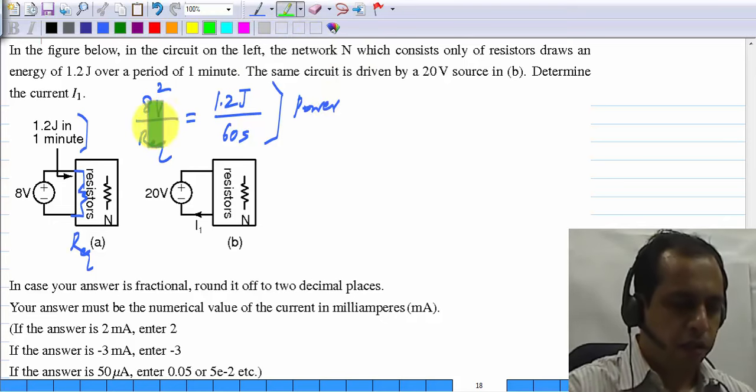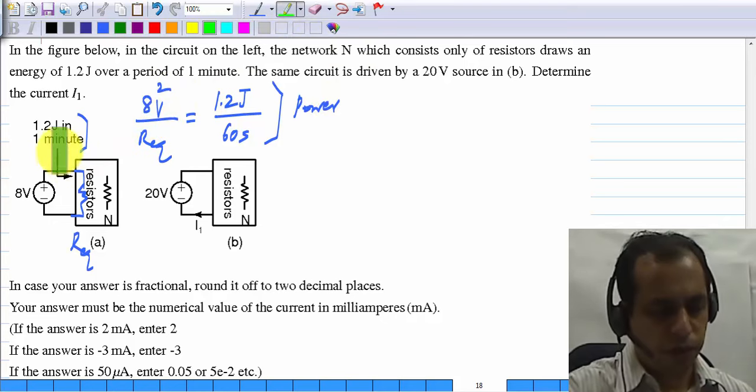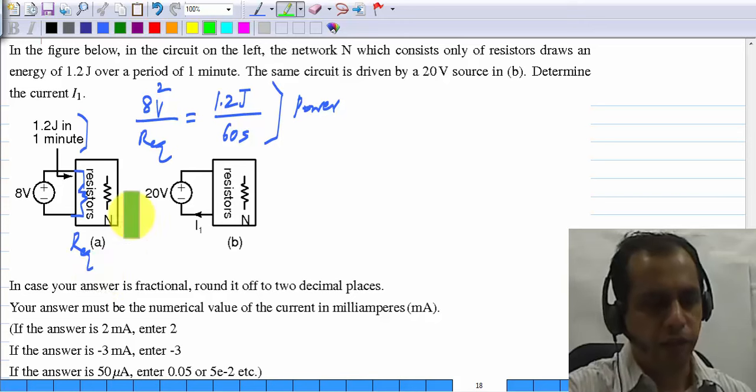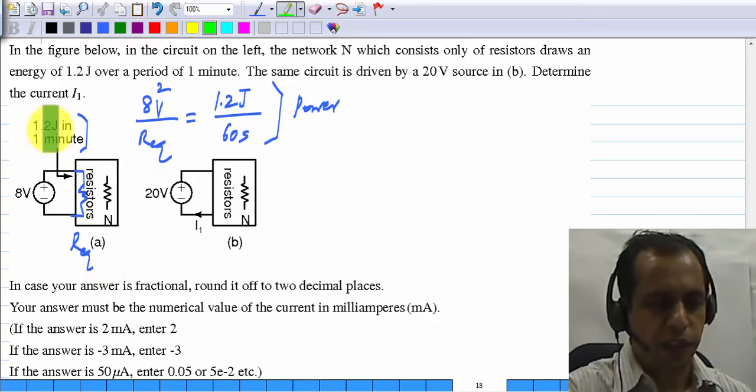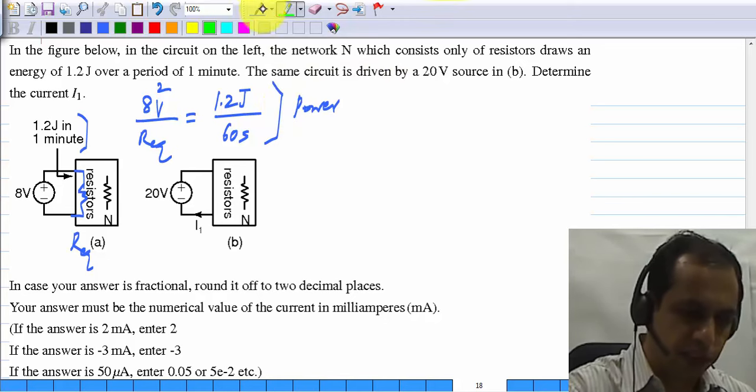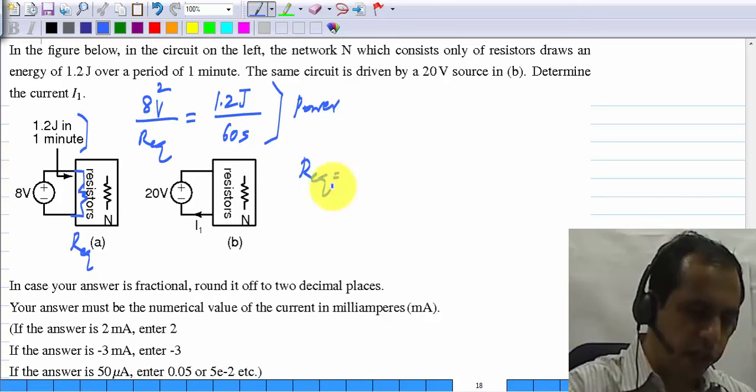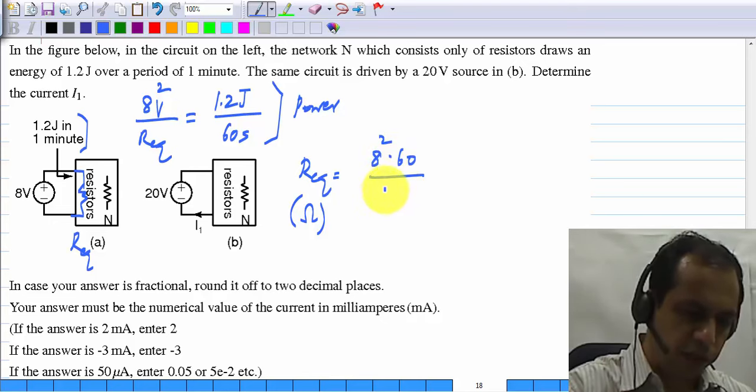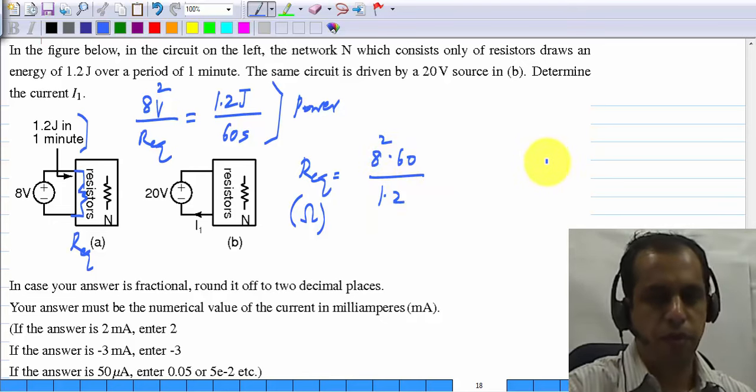So this is the power that an 8 volt source will deliver into a resistance of Req, and it's given in the form of energy over a minute. So it's 1.2 joules by 60 seconds. So R equivalent in ohms will be 8 square times 60 divided by 1.2.